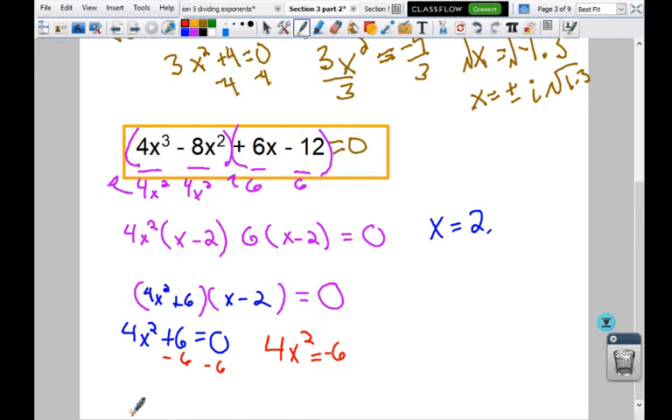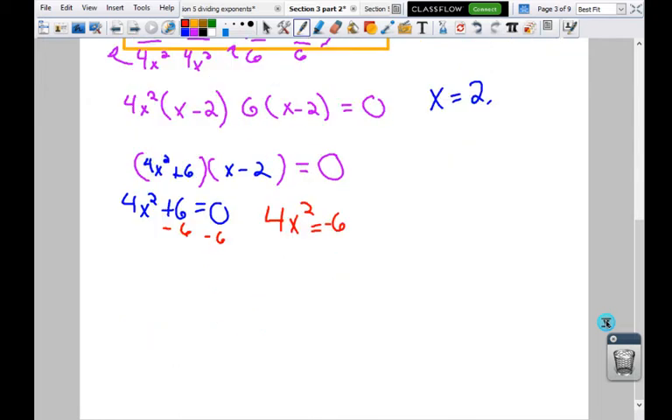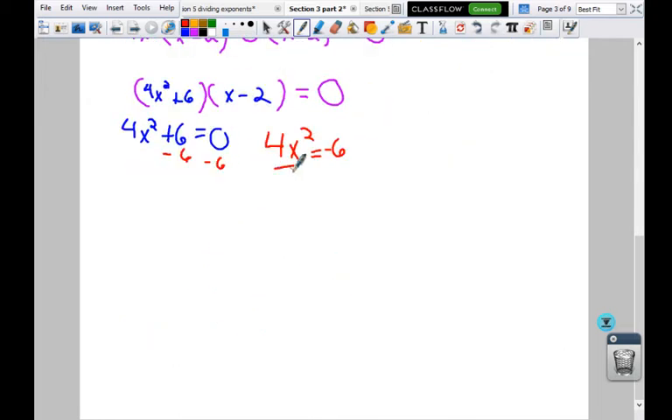Jaden, what are we doing next? Where are we at? Right here, 4x squared equals -6. We are going to divide by 4 on both sides. And we're going to get x squared equals -1.5. And then now that we have everything else, we're going to square root. So plus minus.